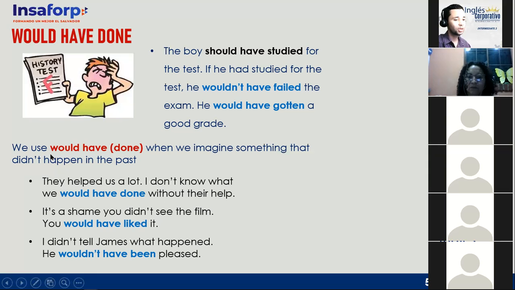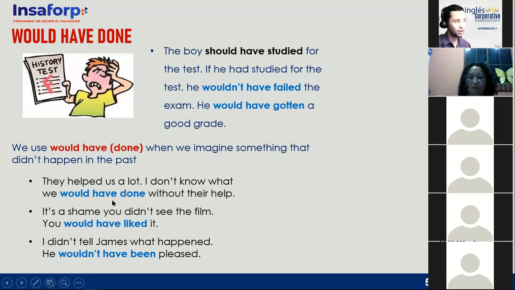Si se fijan, es la misma estructura, solo que en vez de should, ahora ocupamos would, para expresar un resultado. Esto es como el second conditional. Se parece al second conditional, nada más que es en el pasado. Esto es lo que habría sucedido, o lo que no habría sucedido si lo ocupamos en forma negativa.